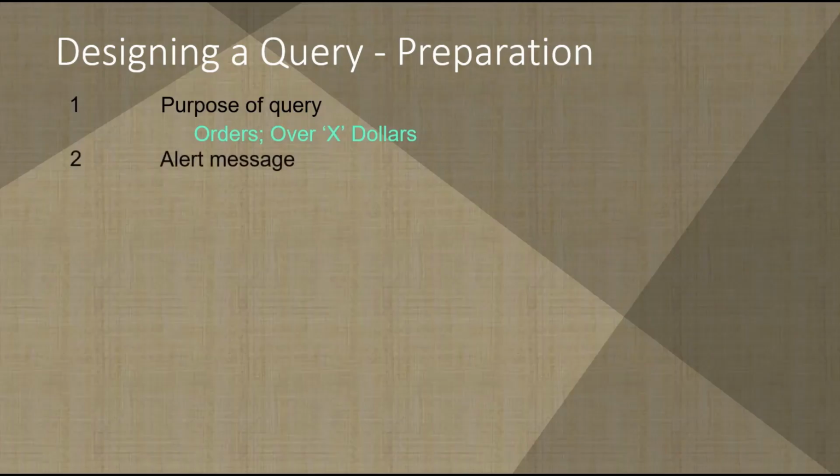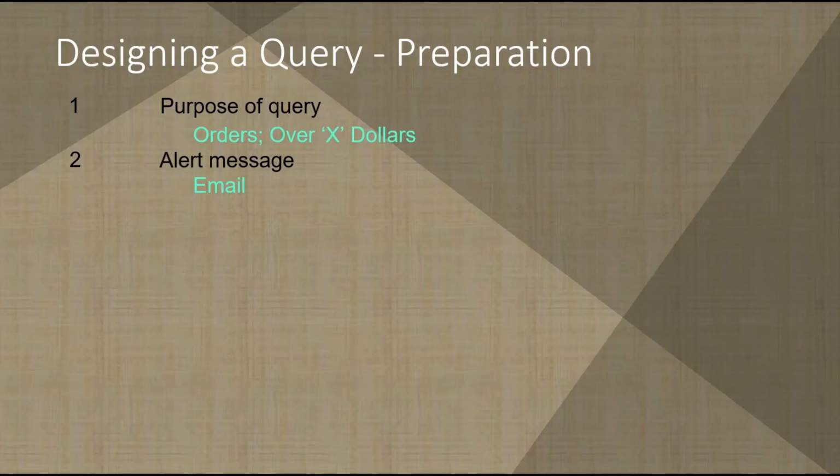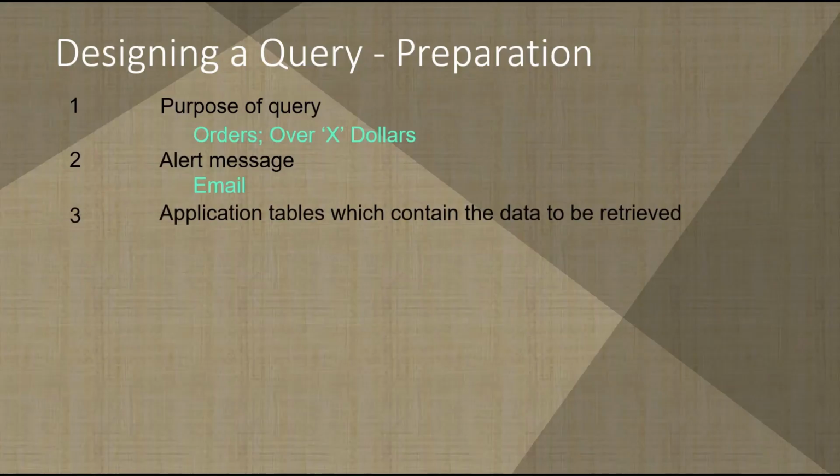The next item is to identify the type of alert message. In our example, the VP of Sales is looking for an email message alert. Next, identify the application tables which contain the data to be retrieved. This is where it's important to be familiar with the database schema of the application you want the solution to monitor. In our example, we will need the order entry, order header table, and the accounts receivable salesperson table.